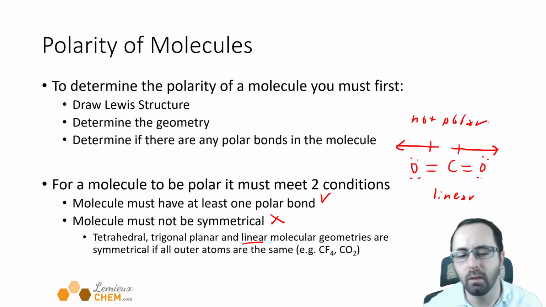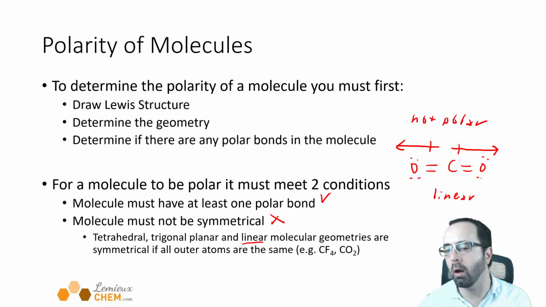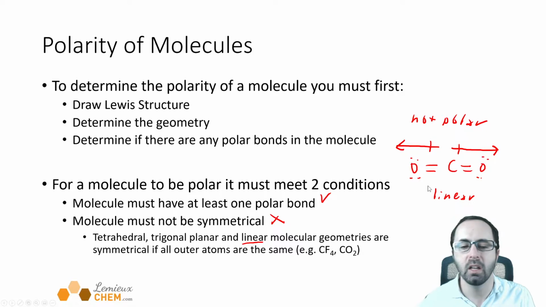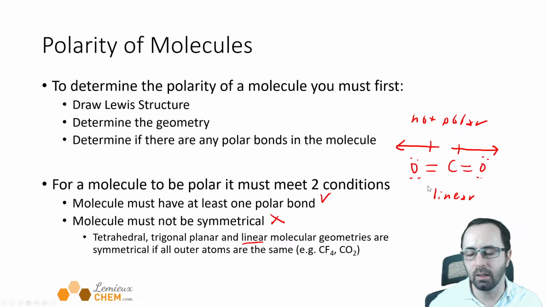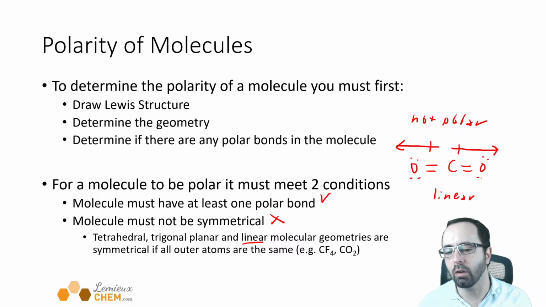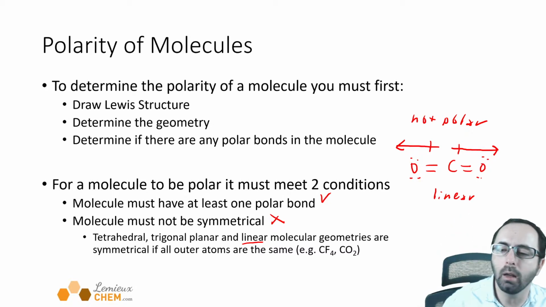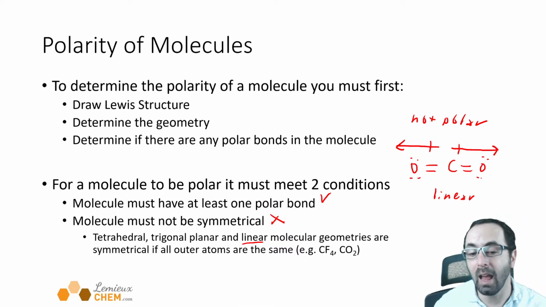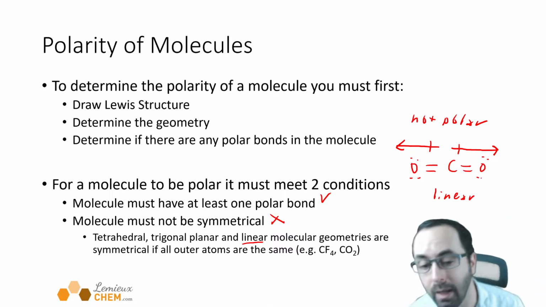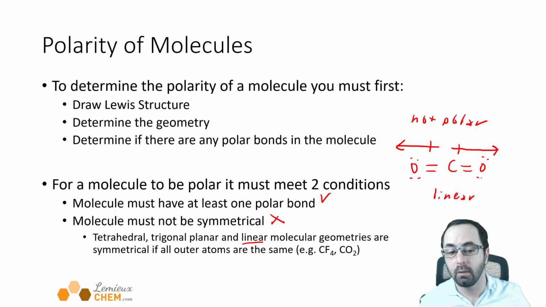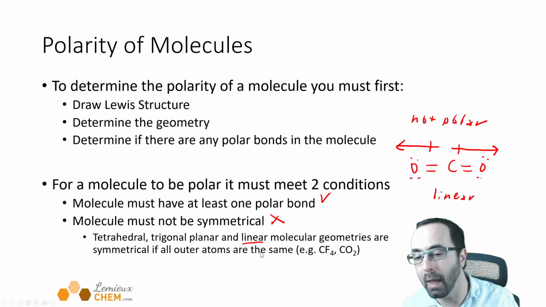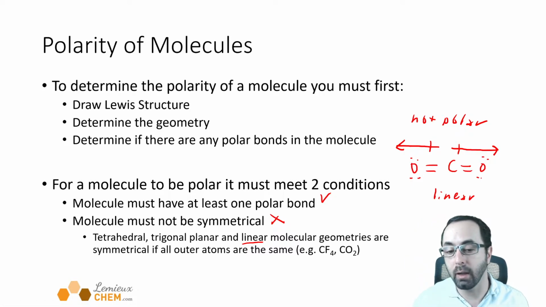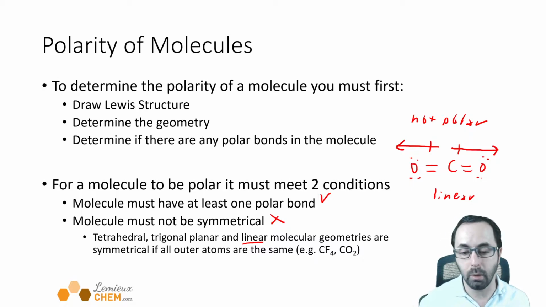because it does meet the first condition. It does have polar bonds. The carbon-oxygen bonds are polar, but it doesn't meet the second condition. The molecule is symmetrical. The molecule has to be asymmetrical, or not symmetrical, in order for the overall molecule to be polar. And this can happen in one of two ways. One, you can have an asymmetrical shape, such as the shapes that aren't tetrahedral, trigonal planar, or linear, such as bent shapes or trigonal pyramidal shapes. Those are asymmetrical.